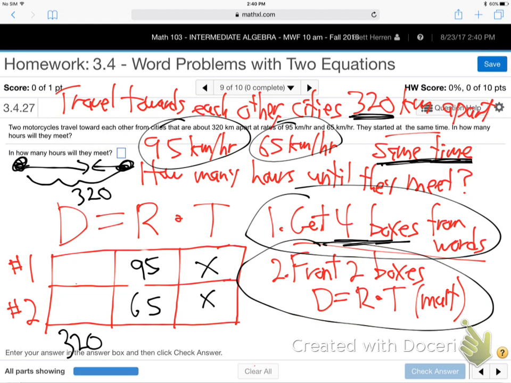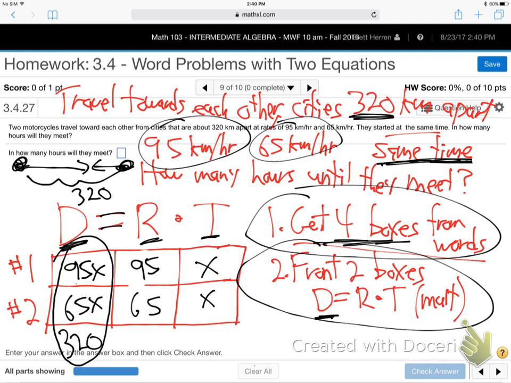Step number 2. How do you get the front 2 boxes? You multiply. Yeah, it's the relationship. Distance equals rate times time. 95x. Yeah, 95x and 65x. Does that make sense? I just take 95 times x, 65 times x. Distance equals rate times time. And then, do you see where our equation is going to come from? Right there. They have to add up.